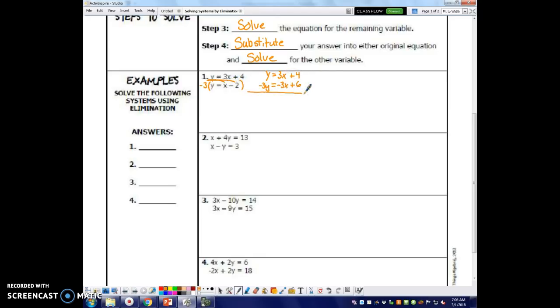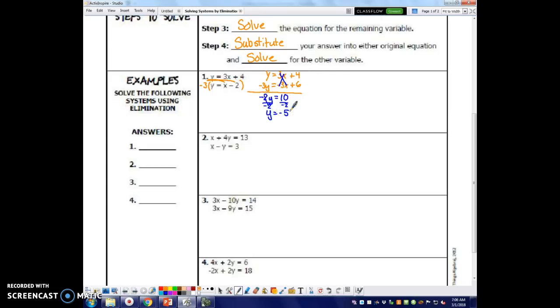Okay, here's where the fun begins. So y minus 3y is what? Negative 2y. Equals 3x minus 3x. They cancel. That's what our whole goal was. Then 6 plus 4 is 10. Now we need to solve for y. So we need to divide by that negative 2. And y equals negative 5.